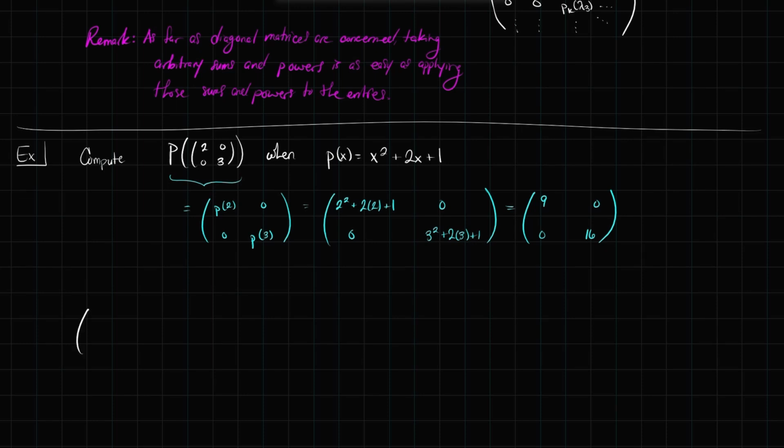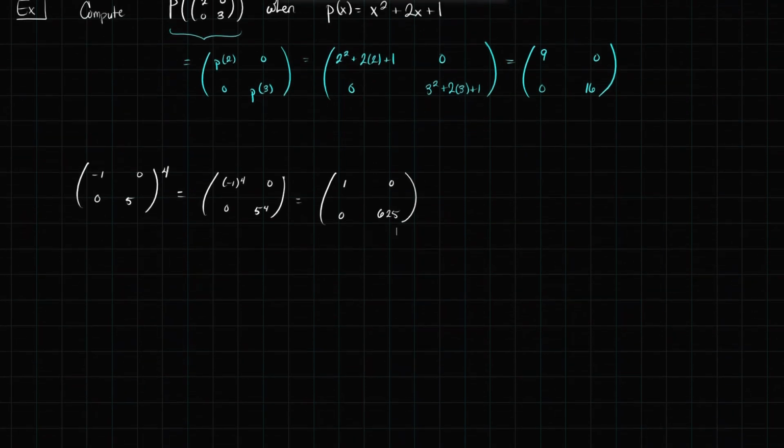Let's compute the matrix negative 1, 0, 0, 5 to the fourth power. That's just immediately equal to negative 1 to the fourth power, 0, 0, 5 to the fourth power. And negative 1 to the fourth power is fairly easy because it's an even power of a negative number, so that's 1. 5 to the fourth power is a little trickier. You go from 5 to 25 to 125 to 625. And so those are just like immediately easy when you're dealing with diagonal matrices.